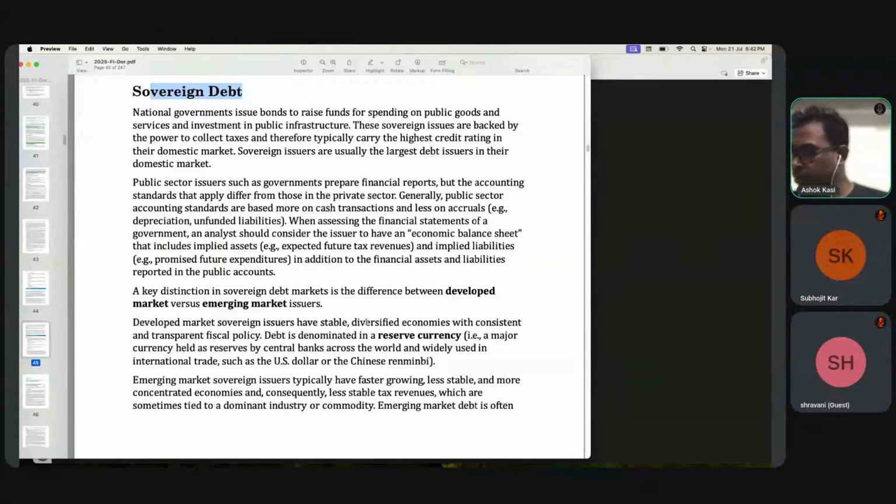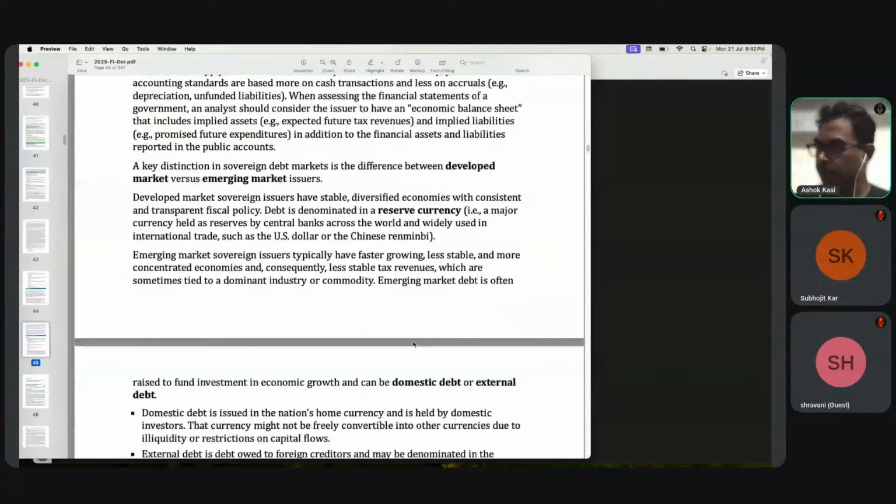Now here, a key distinction in the sovereign debt market is the difference between developed market versus emerging market. Developed market sovereign issuers have stable, diversified economies with consistent and transparent fiscal policies. Debt is denominated in a reserve currency, a major currency held as reserves by central banks across the world. Normally, that reserve currency is the dollar.